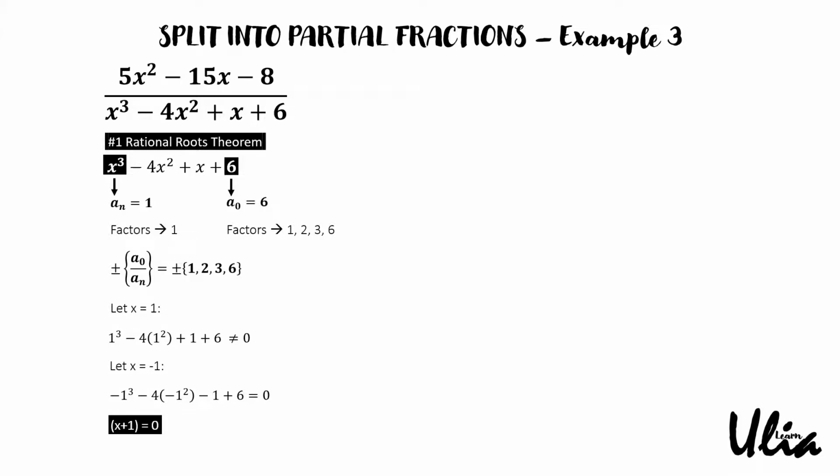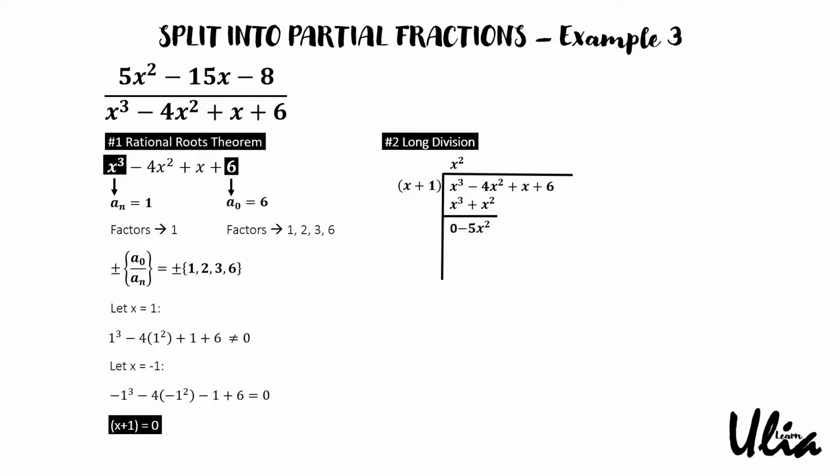The next step is the long division. You have to divide the whole expression by the factor you found. So here the expression is x cubed minus 4x squared plus x plus 6, and the factor we found is x plus 1. You have to divide it by x plus 1. This is a simple long division. First we have to eliminate the x cubed term, so it will be x squared. x squared into x plus 1 is x cubed plus x squared. Get the difference and you'll get 0 minus 5x squared.